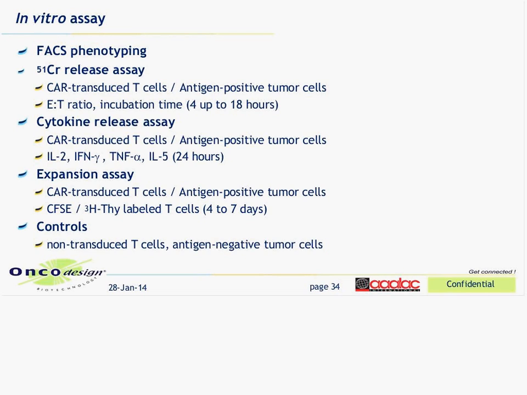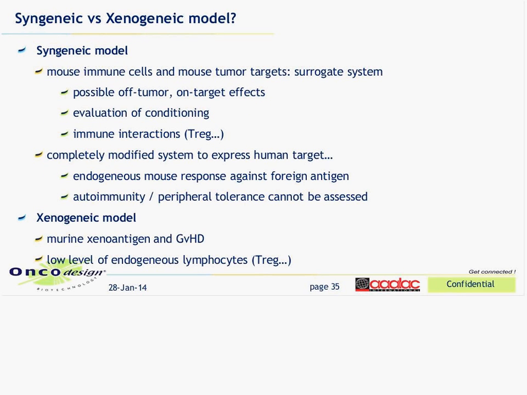can be tested in vitro using classical assays, so chromium release assays, cytokine release assays, or proliferation assays. In all these in vitro assays, non-transduced T cells, so negative control, are of interest and really useful, and also negative tumor for the antigen, target antigen, is also useful to test the specificity of the CAR T cells.